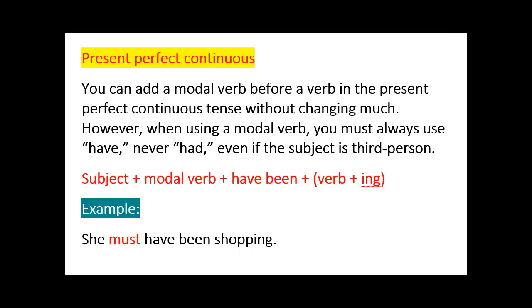So here's an example. Subject plus modal verb plus have been plus verb plus ing. She, subject, must, that's a modal verb. Have been, that's for the perfect, okay? And then shopping, that's a verb plus ing. And that means that the action started in the past and is still continuing until now, okay? If it is past perfect continuous, the action will be had been, and it means it finished in the past.